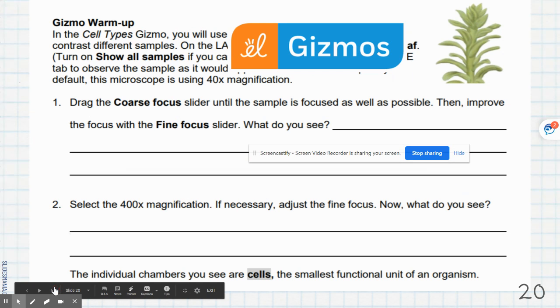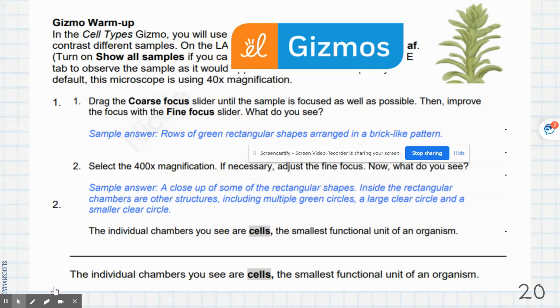The warm-up here is making sure we're looking at the Elodea leaf correctly. So when you did that, you saw rows of shapes that look like little rectangles, kind of like bricks. Then you needed to look a little closer and you saw some shapes inside of those rectangles. The rectangles are cells, and then the parts inside of cells we call organelles.